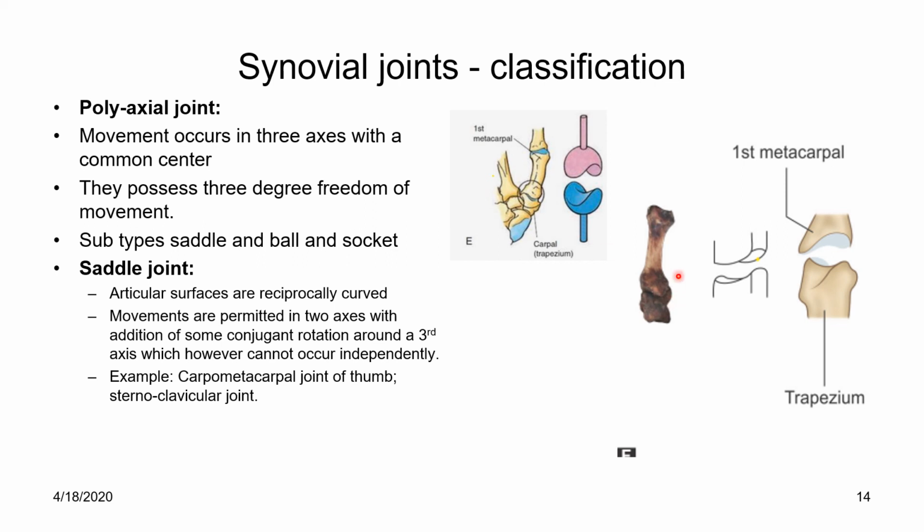The movements are permitted in 2 axes with addition of some conjugate rotation around a third axis, which however cannot occur independently. The example for the saddle joint is the carpo-metacarpal joint of the thumb, between the trapezium and first metacarpal. The other example is the sternoclavicular joint.